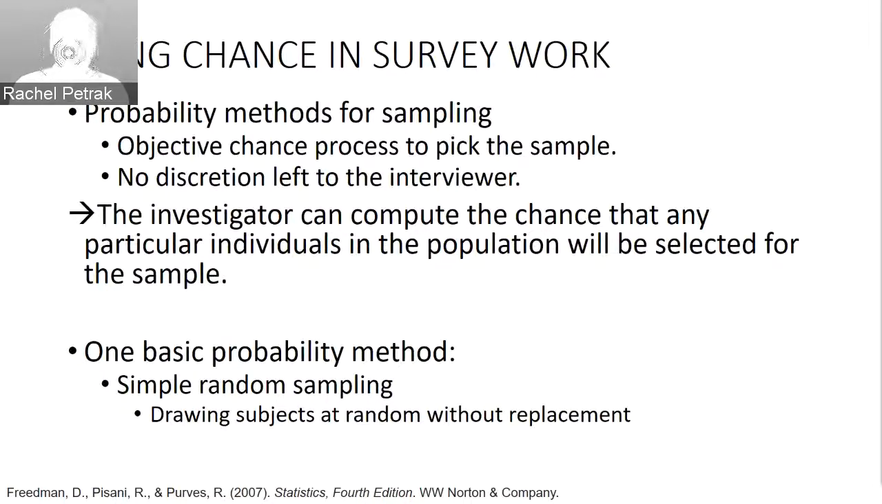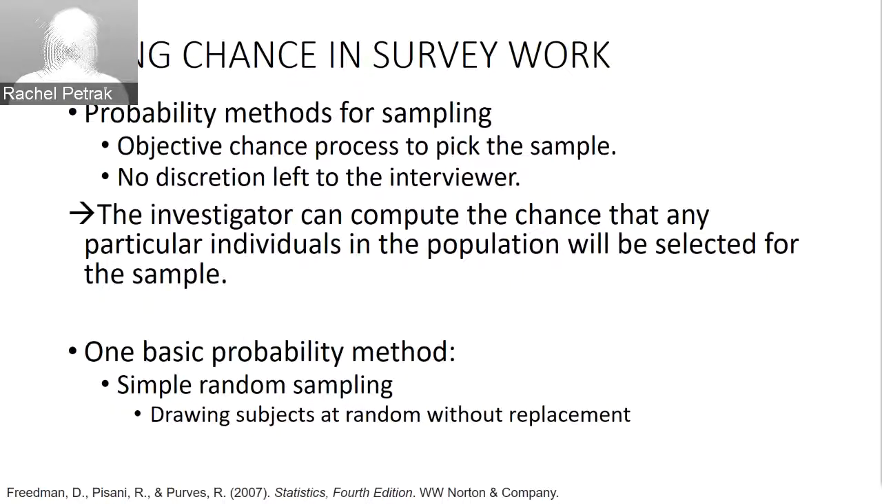The hallmark of a probabilistic method is that the investigator could compute the chance that any particular individuals in the population will be selected for the sample. Why could they be able to compute the chance? Because of the random selection procedure.